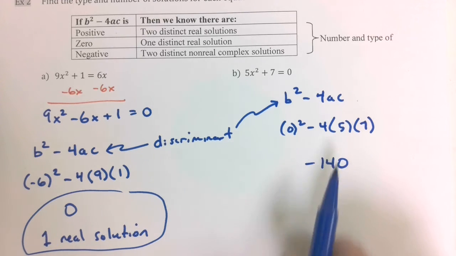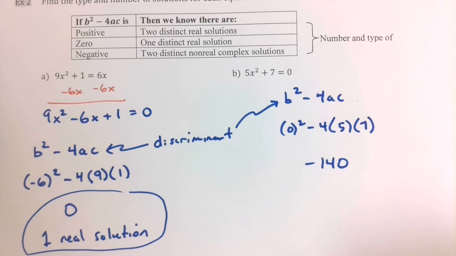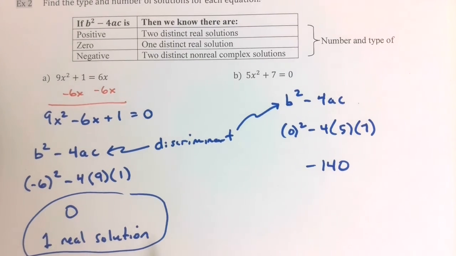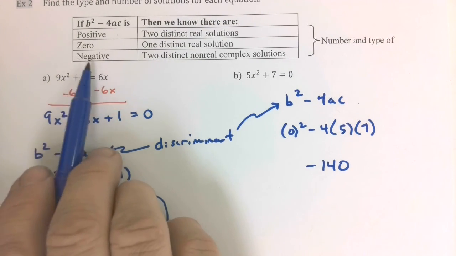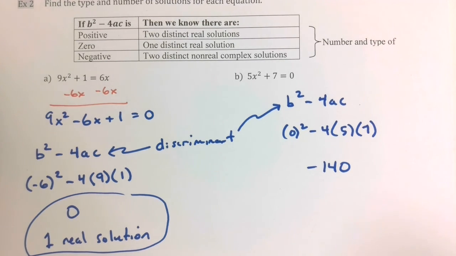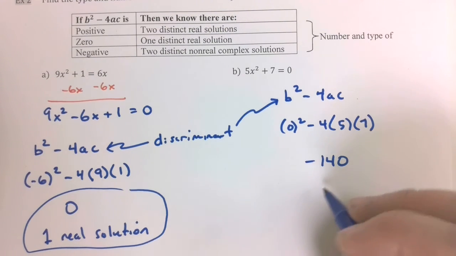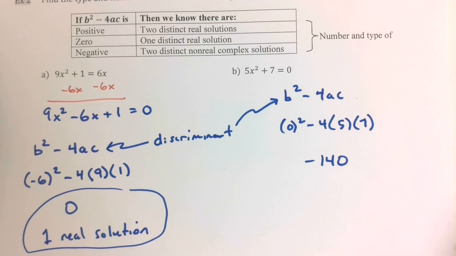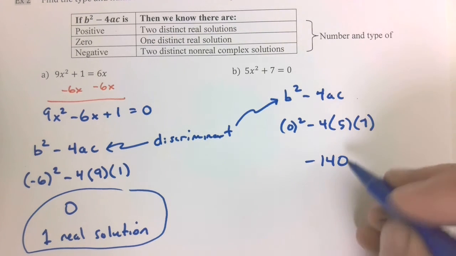The discriminant is equal to negative 140, but what determines the type and number of solutions is whether this number that we calculate, the discriminant, is positive, 0, or negative. So in this problem, we ended up with a negative discriminant. That means that there are going to be 2 solutions, and they are going to be complex numbers. So we end up with negative 140 as part of the answer to this problem. If we need to calculate the discriminant, that's that.